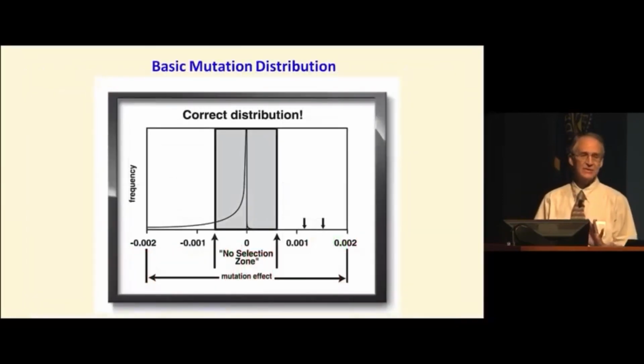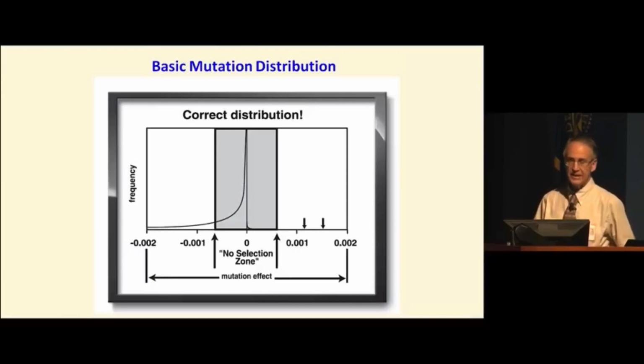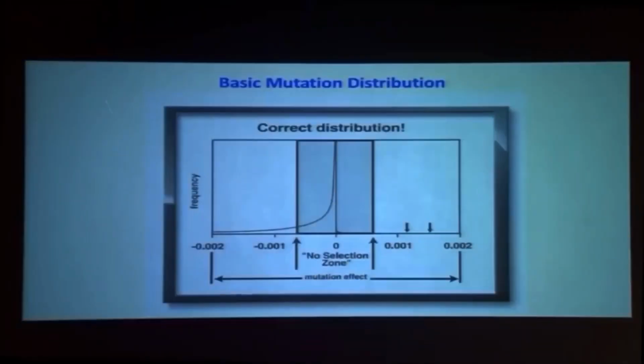I'm going to take a minute to explain this because it's critical to understanding the issues that we're dealing with. If this is a distribution of fitness effects with 0 being neutral mutations, okay, what we have is 3 things to observe.